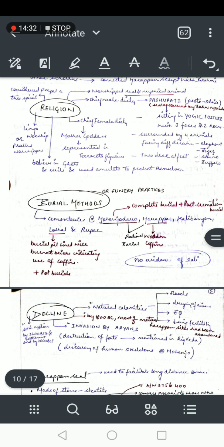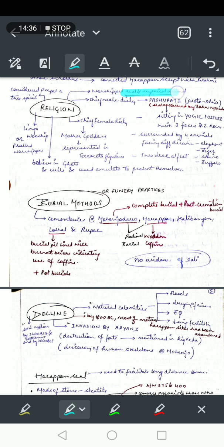Now, moving to the religion, they worshipped real animals as well as mythical animals. The chief male deity was Pashupati, who is also known as Proto Shiva. Now we get to know about this from a seal which has been recovered by John Marshall.